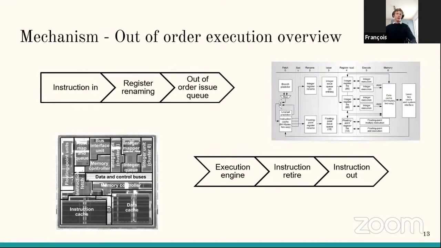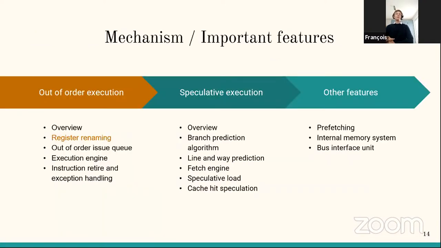In the processor, the out-of-order engine works like this. The instruction comes in, then it gets renamed. Then the instruction is put in the out-of-order issue queue, and then it goes to the execution engine. When the instruction is done, there is a retirement mechanism that we will see later. Then everything is done, and the processor can move to the next instruction. So this is the out-of-order execution overview. Now we will go through all the features of the out-of-order execution mechanism for this processor, starting with the first part, which is register renaming.